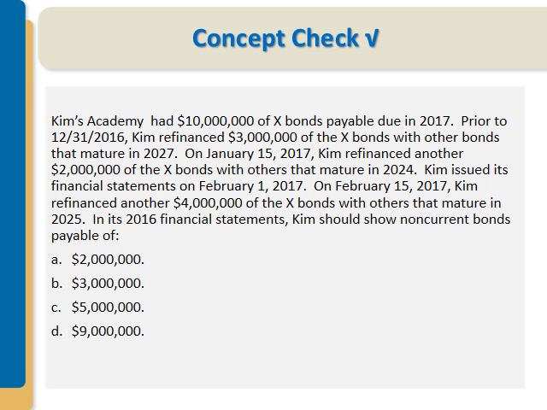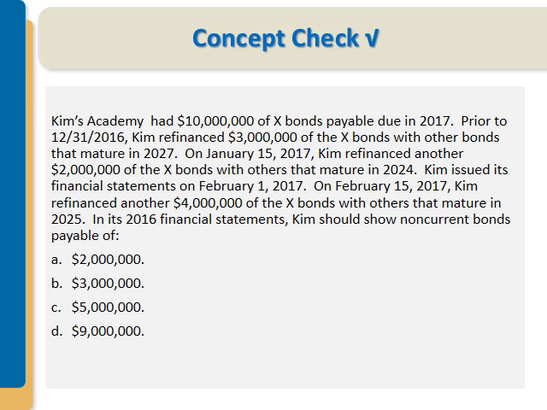Concept check. Kim's Academy has $10 million of X bonds payable due in 2017. Prior to 12/31/16, Kim refinanced $3 million of the X bonds with other bonds that mature in 2027. On January 15, 2017, Kim refinanced another $2 million of the X bonds with others that mature in 2024. Kim issued its financial statements on February 1, 2017.